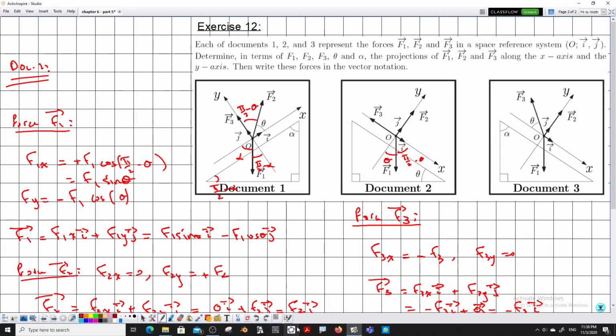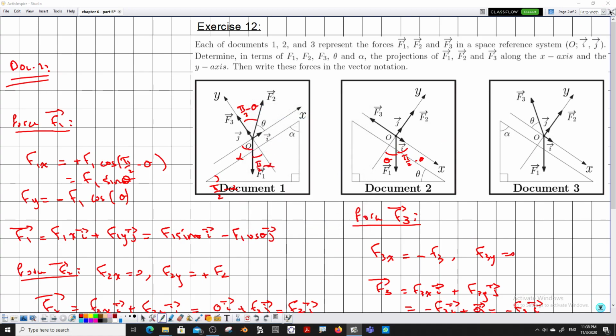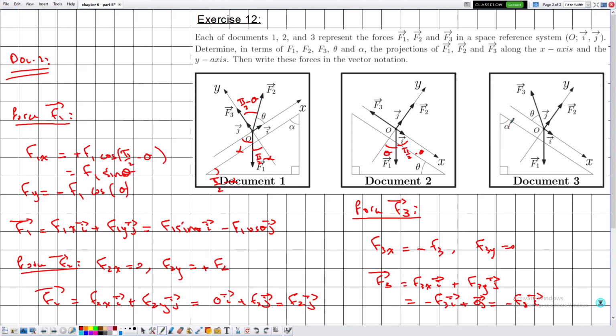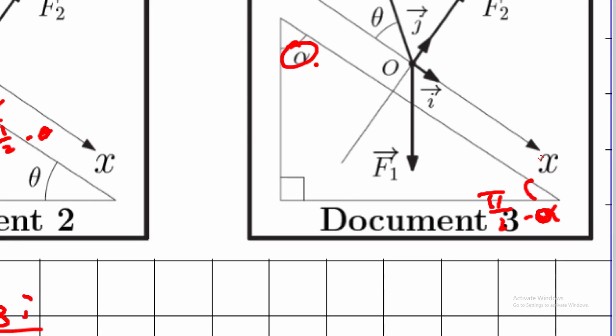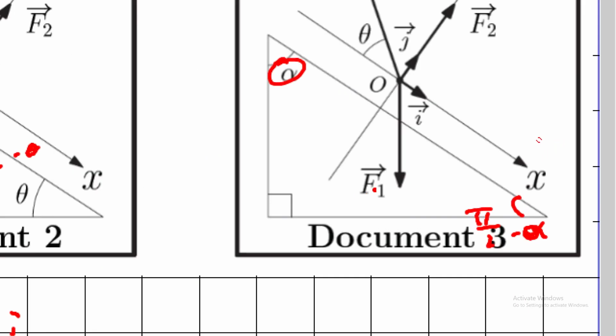And now as for the final document, if this angle is alpha, then this is pi by 2 minus alpha. And the reason is that the sum of angles in any triangle must be pi, which is 180 degrees, so this will cancel this, and pi by 2 plus pi by 2 is 1 pi, which is 180. Now this is pi by 2, and we complete this triangle.